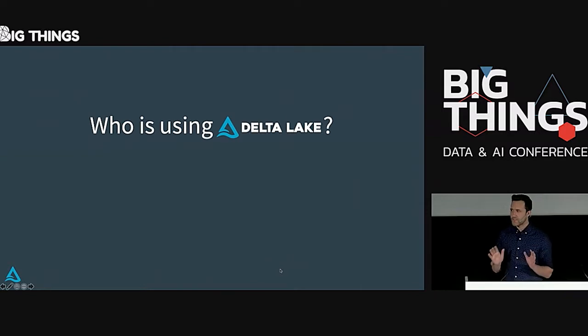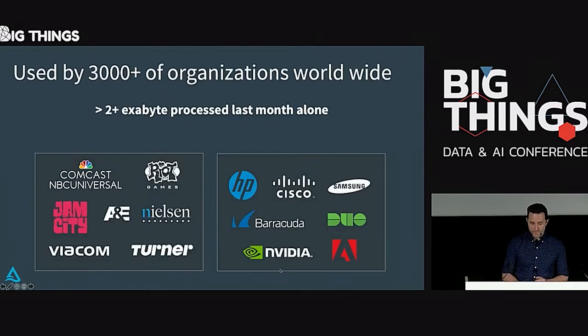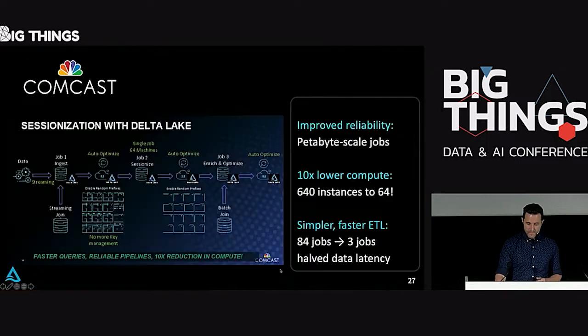So now that I've talked about what Delta's good at, I want to talk about some actual use cases where people are using it. This is a relatively recent open source project. We just open sourced it in April, but it's actually been a product inside of Databricks for a couple of years. So it's used by thousands of organizations around the world, and last month we processed over 2 exabytes of data alone. I want to talk about one particular use case that I think is really cool.